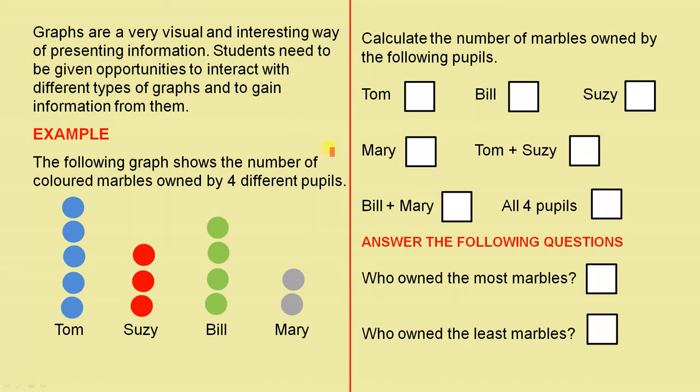Here's a simple example. The following graph shows the number of coloured marbles owned by 4 different students. So here are the students, and here are the different coloured marbles they own.